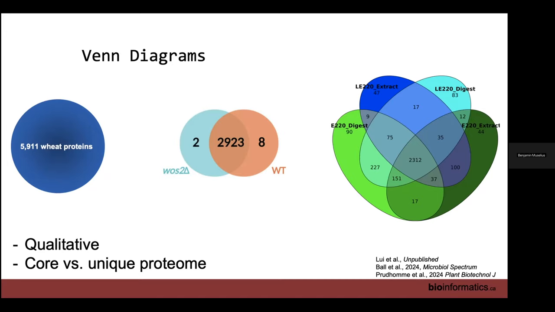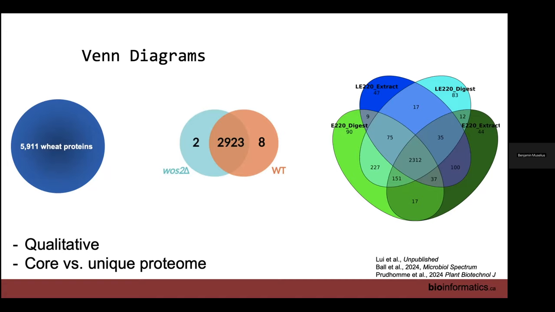Here we do have a Venn diagram. This would be one that we would put below a volcano plot, for example, to show that these are the ones that are not significantly different, are part of the core proteome, and then maybe you have ones that are significantly different on either side of the volcano plot.